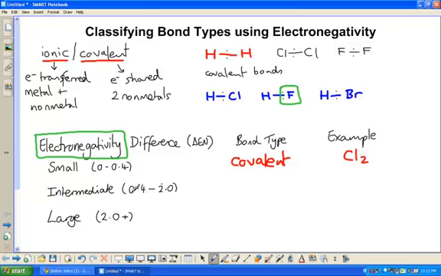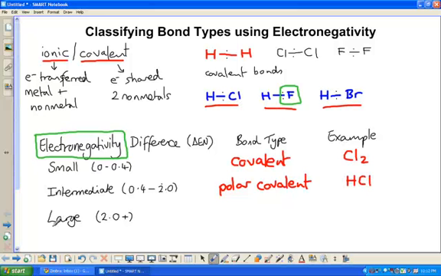An intermediate electronegativity difference is between 0.4 and 2.0, so obviously a larger difference than here. That gives us a bond type known as polar covalent. Polar covalent would be an example of this, this, and this. So HCl would be an example of that.